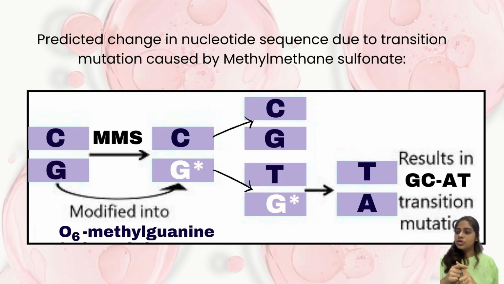Now under normal conditions, if guanine had not been modified, it would have paired with cytosine. Remember, cytosine. But now it has been modified, and further transcription is causing thymine to pair with adenine. Now adenine will further pair with thymine. So cytosine is being replaced by thymine, which means these are both pyrimidines. So this is a transition mutation.